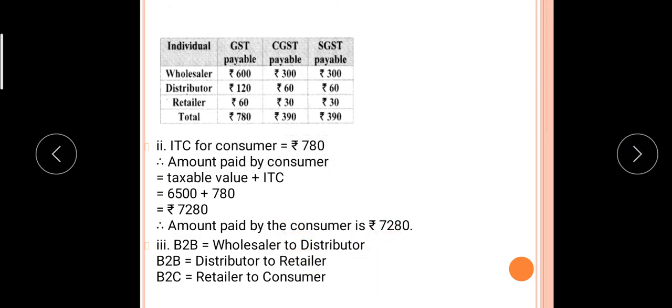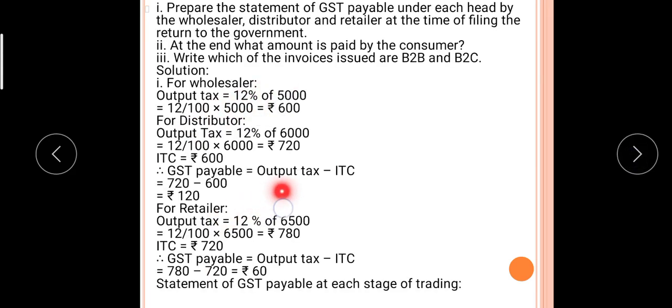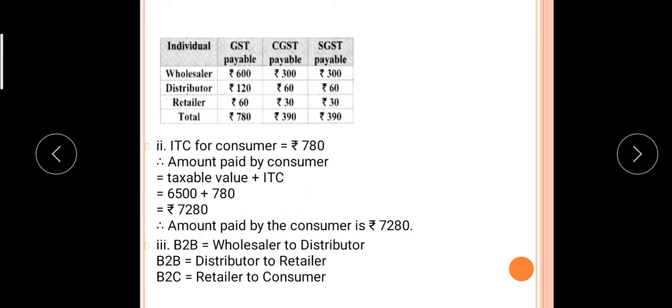So understand. So how? Firstly, according to the chain, you have to calculate the GST payable for wholesaler, distributor and retailer, and at last whatever amount of GST is paid by the wholesaler, distributor and retailer, that addition is the total amount paid at last by the consumer, and therefore the taxable amount plus the ITC is your amount paid by the consumer.